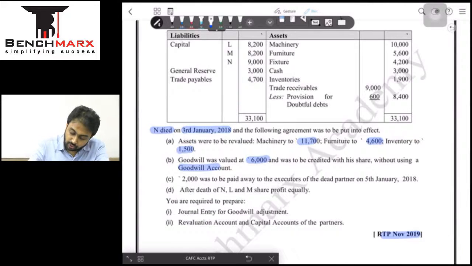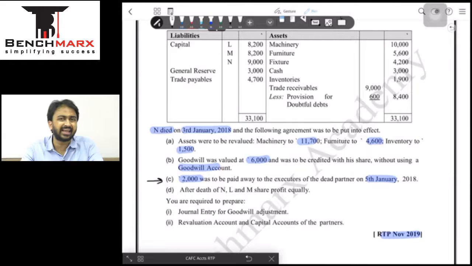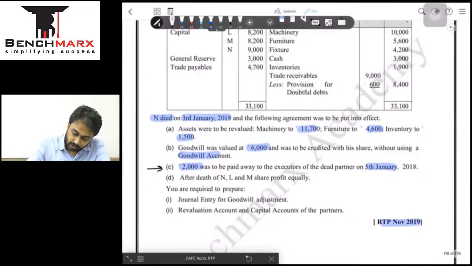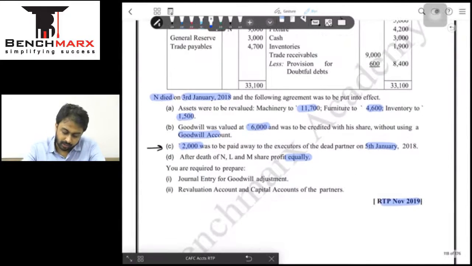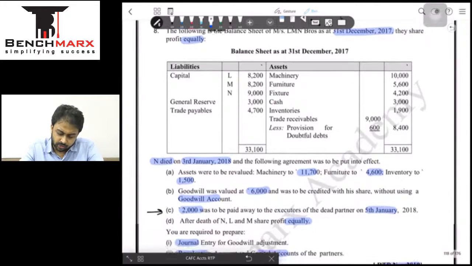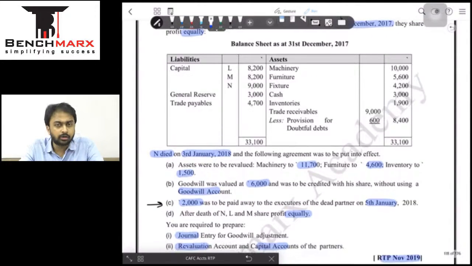Moving ahead. 2,000 was to be paid to the executors of the dead partner on 5th of Jan. So this amount is more like an ad hoc random amount that needs to be paid for 3 or 4 days' profit, because we can't find 3 days' profit. So this appears to be a random ad hoc amount. Okay. After the death of N, L and M will share the profits equally. So my new PSR is equal and old PSR was also equal. Okay. Compute or prepare the entry on goodwill and reval and capital account of the partners. Appears to be a very simple question. So quite straightforward, nothing new, no complications whatsoever.